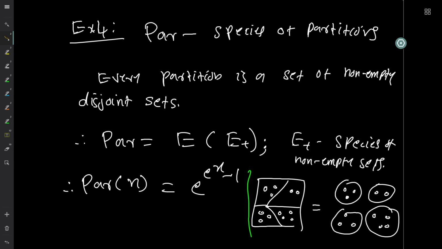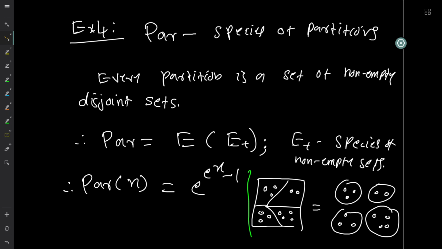Look at the partitions species. Okay, the species of partitions. And what is a partition? Every partition is basically a set of non-empty disjoint sets. So given a set, you are going to partition it into non-empty disjoint sets. That is why it is called a partition. You cannot have two of the parts intersecting, and you don't want to have empty parts in the partition. So for us, a partition is a set of non-empty disjoint sets.